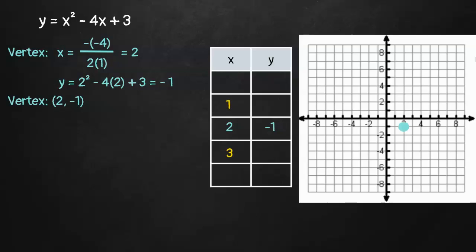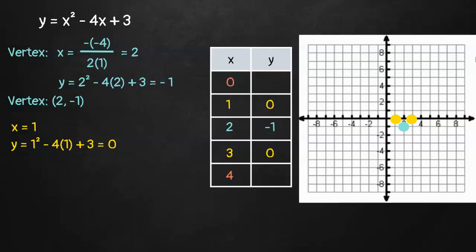Then using symmetry, you'll go 1 point to the left and 1 point to the right of your vertex. So that's 1 and 3. Take either one of those values. It doesn't matter which one, and use substitution to take that value, plug it into your quadratic to find out what the y-coordinate is. I'm going to get 0, which means the y-coordinates for 1 and 3 are both going to be at 0. I can plot those points on my graph.